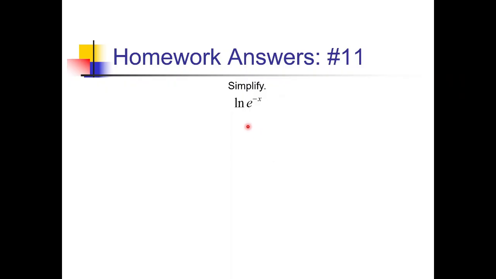On this problem, I'm taking a log base e of e to the negative x. That's what ln is really doing here. Since my log and my exponent base are the same, that means I'm just going to get whatever was inside the exponent, which was negative x. The log and the base cancel each other out.